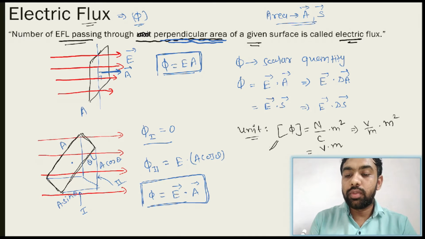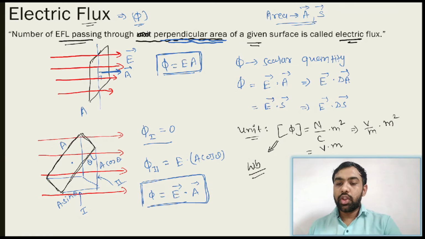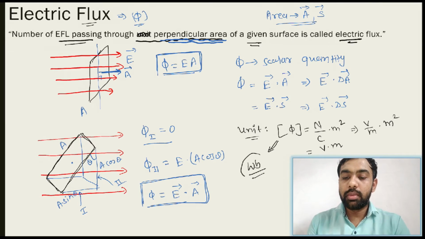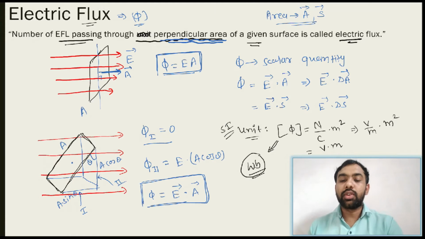Another unit of the flux is Weber, and it is denoted by WB. The unit of electric flux is given as Newton per coulomb into meter square, or volt into meter, or Weber. This is called a Weber, and it is denoted by WB. These all are the SI units. Okay, so that is a simple study of the flux.